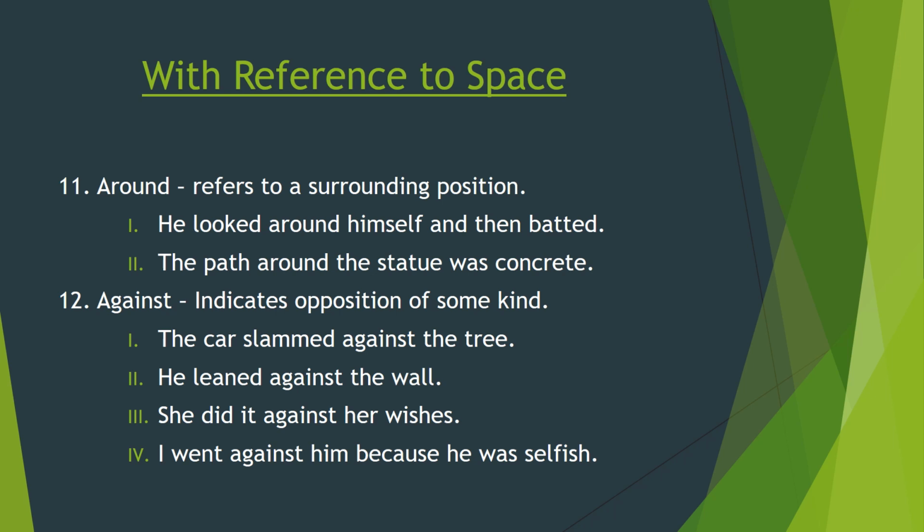The preposition against indicates opposition of some kind. The car slammed against the tree. The car hit against the tree. He leaned against the wall. He leaned against the wall means he took the support of the wall. He was standing, taking the support of the wall. So we will use the preposition against.